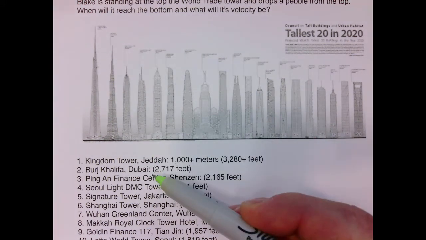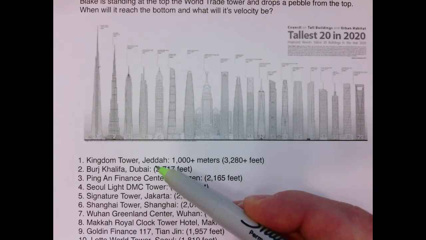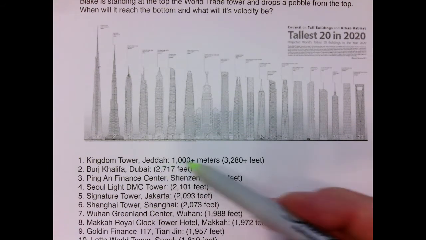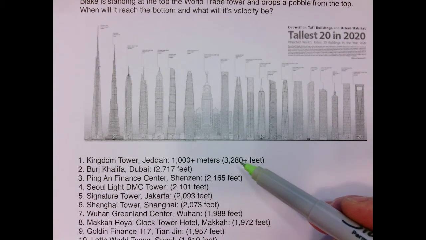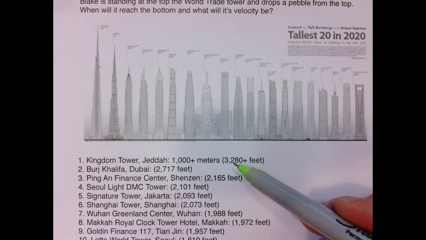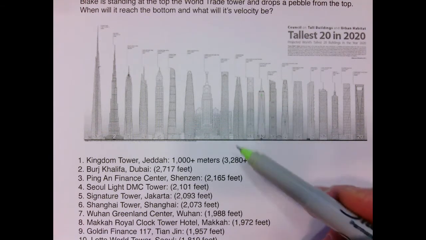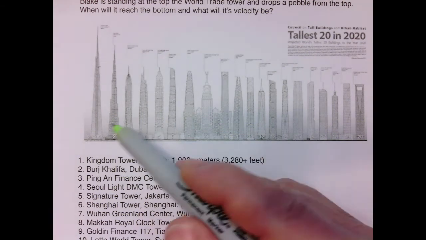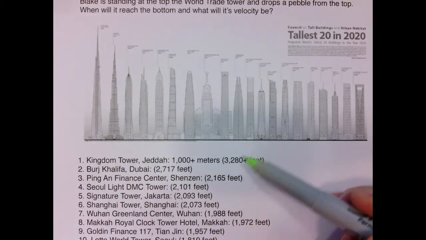And under construction is the Kingdom Tower in Jeddah, Saudi Arabia, also in the Mecca region of Saudi Arabia. It's 3,280 feet tall. It is almost twice the height of the World Trade Tower. The World Trade Tower would put it at about 3,500, so just about 200 feet shy of being twice as tall as the World Trade Center.